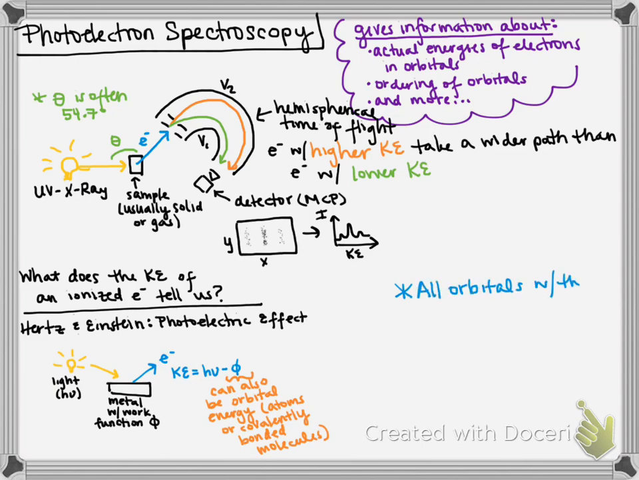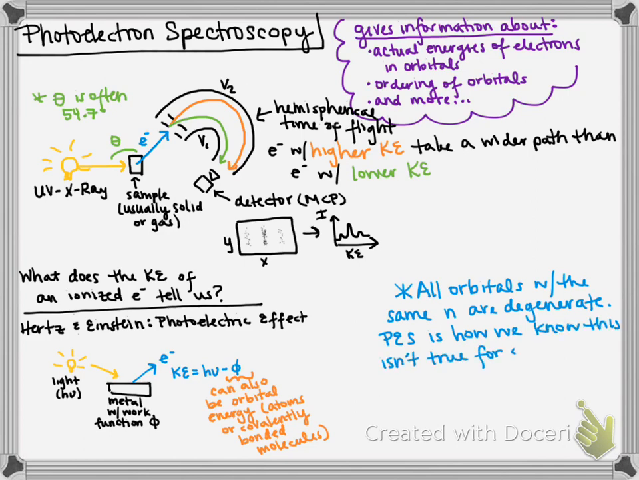So, all orbitals with the same n are degenerate according to the hydrogen atom, right? If we think about hydrogen atom's energy function, it only depends on n, the principal quantum number. But photoelectron spectroscopy is actually how we know this isn't true for any other atom. It's only true for hydrogen. So, if we think about hydrogen's energy, right, we have a 1s, and then we have 2s and 2p all show up at the same energy. It's at a higher energy than 1s, but it's all equivalent.